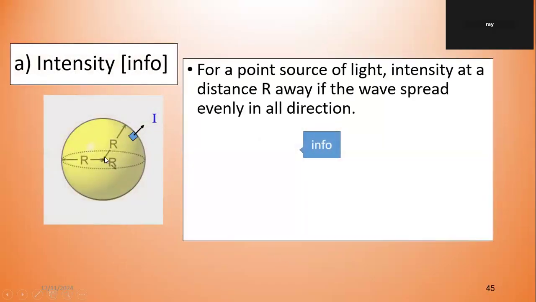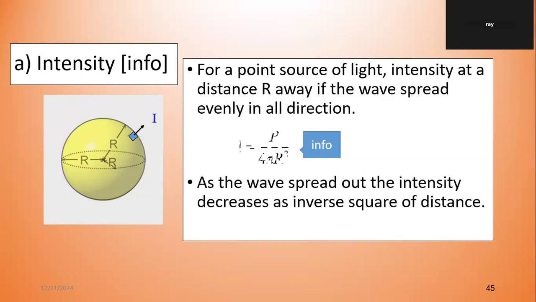Right? For a point source of energy, it can be a light source, where it sends out energy in all directions. Right? We can look into a circle of radius r. So the energy is spread out in all directions. So it's P divided by 4 pi r squared.